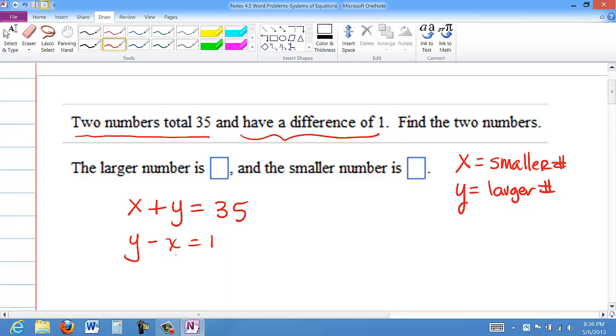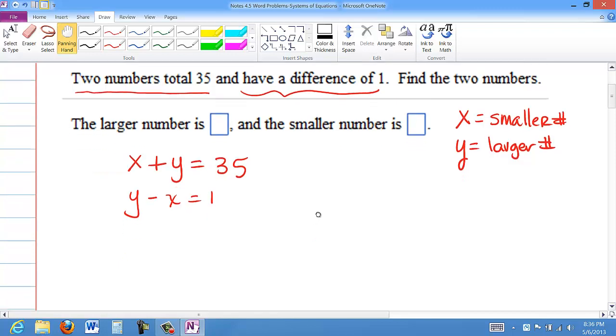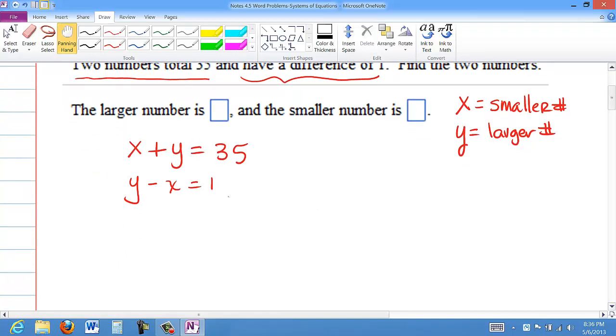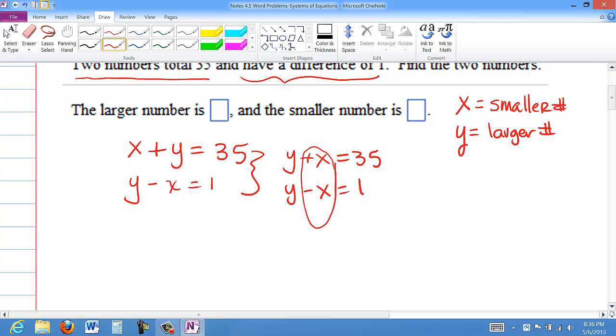Now, I can use either method, substitution or addition. For this problem, I'm going to go ahead and use the addition method. So I'm going to rearrange these so that I have the letters lined up with each other. I'm going to take this first one and make it y plus x is equal to 35. y minus x equal to 1 right underneath it. Because now I have the plus x and the minus x canceling each other out, equaling 0, because 1x minus x is 0.